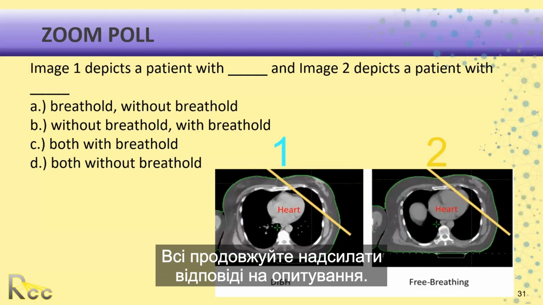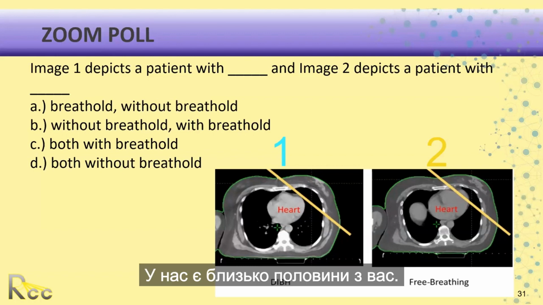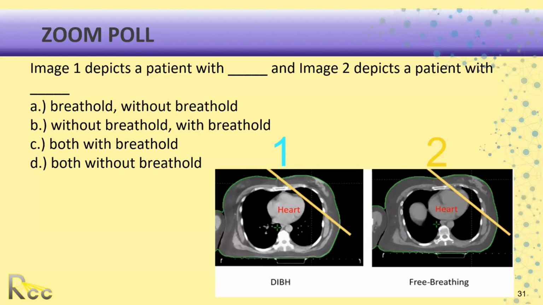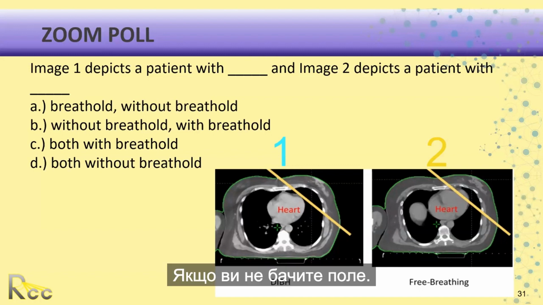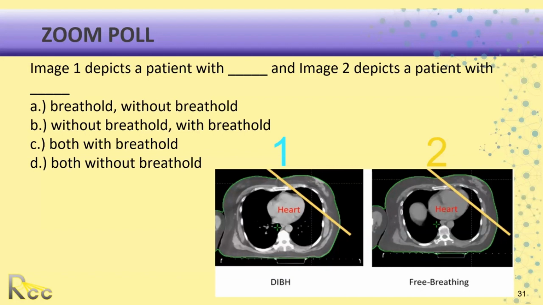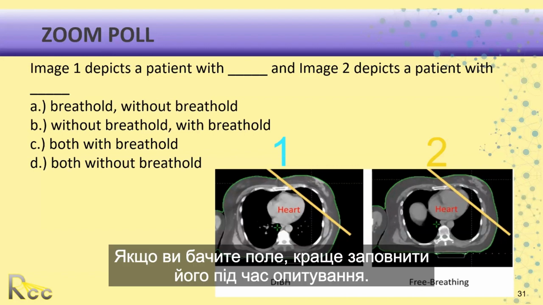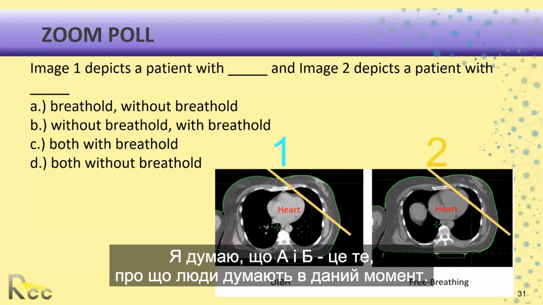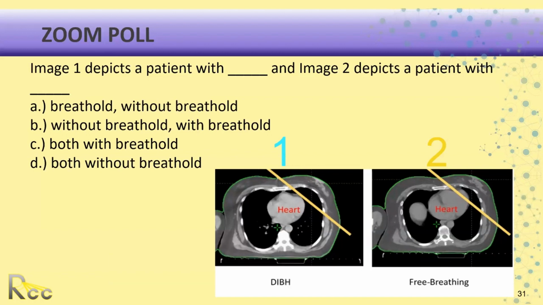All right, everyone keep their poll responses coming in. We've got about half of you. I know some of you are typing in the chat, which is fine. If you can't see the box, I think if you're watching on your phone, sometimes it doesn't pop up. If you can see the box, better to fill it in on the actual poll. I think A and B seem to be the ones that people are thinking about at this point. I'll give it another few seconds.